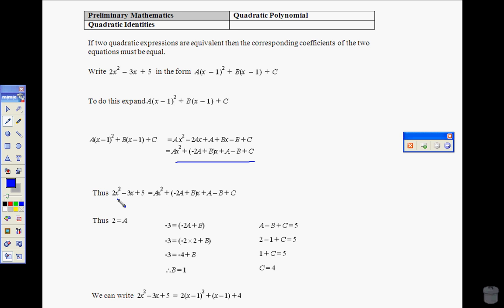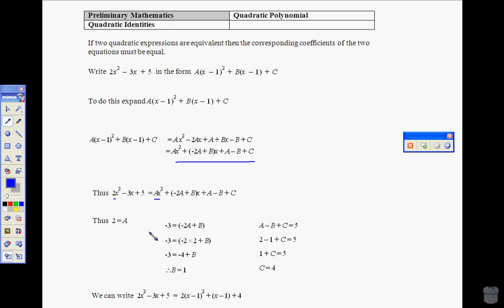So what we can do is look at the 2x squared and see that's equal to ax squared. They're both in terms of x squared. So if that's the case, a would have to be equal to 2. We also can see the term in front of x is minus 3 here and minus 2a plus b. So we make those equivalent as well.